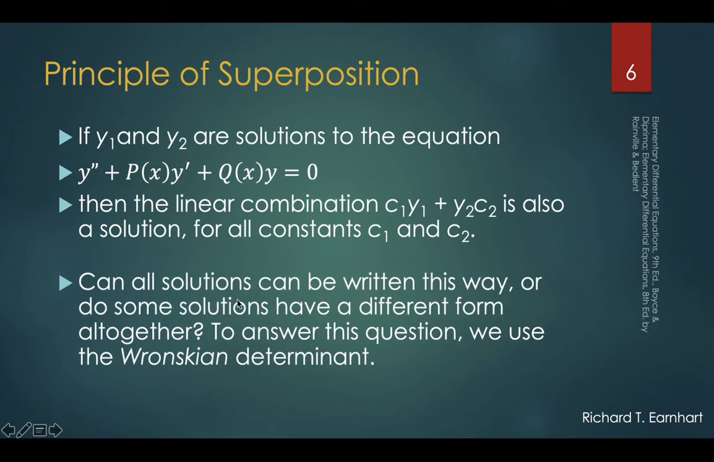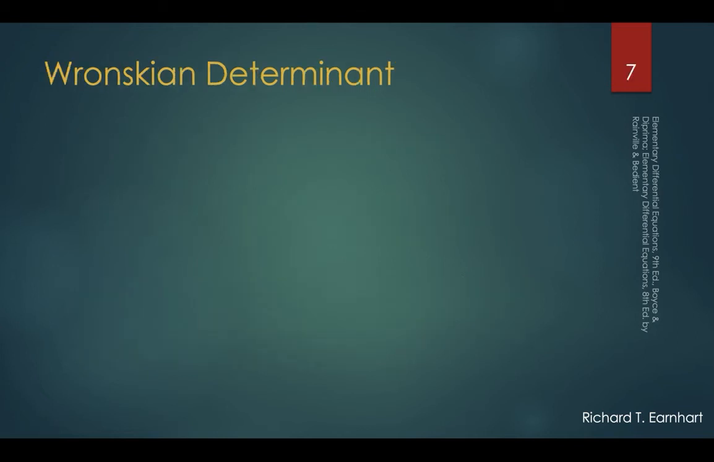Now the question is, can all solutions be written in this way, or do some solutions have a different form altogether? To answer this question, we use the Wronskian determinant. Okay, what is a Wronskian determinant? Suppose y1 and y2 are solutions to the initial value problem.